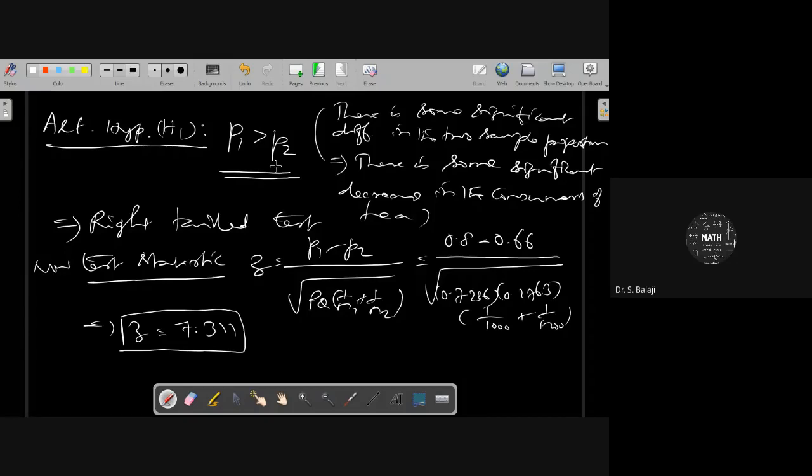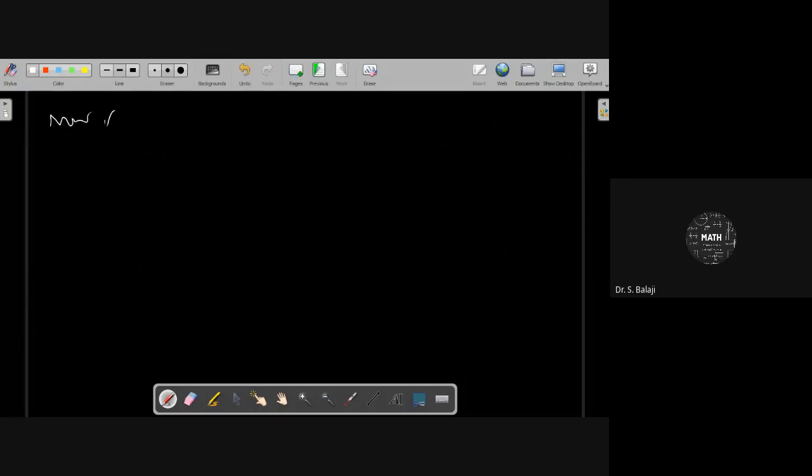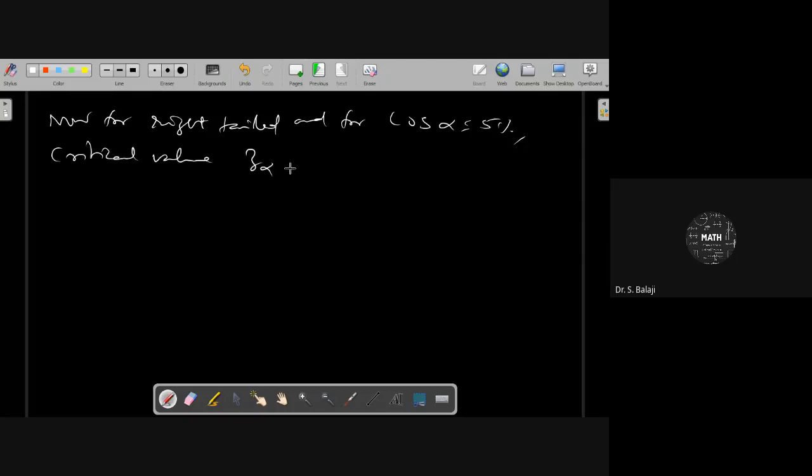Is it equal to 7.311 here? Now the critical value, you have to get that here. Next page. Now for a right tail test and for level of significance alpha equal to 5%, the critical value. Anyone have an idea about the critical value for a right tail test? Alpha equal to what here? 1.64. Very good. Your answer will be 1.64.